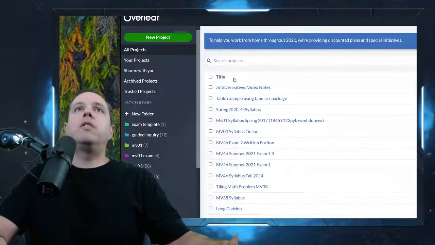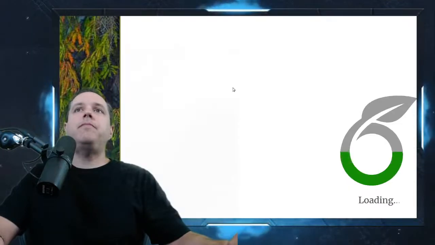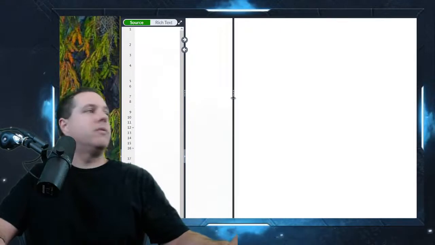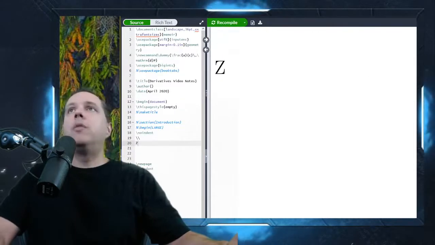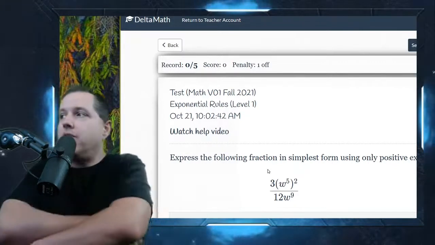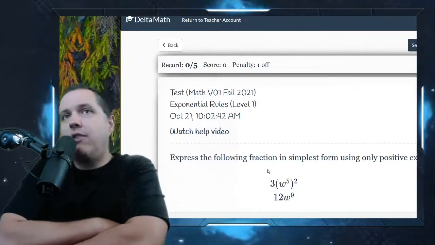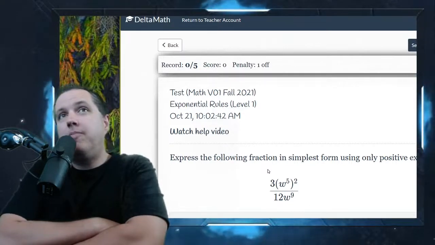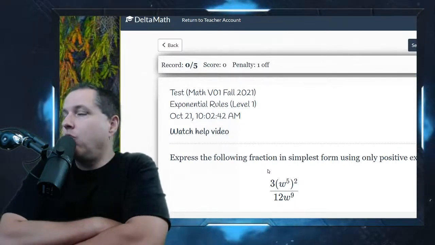So if we go here, let's do this problem right here. There's a bunch of stuff going on. This is way more complicated than the stuff we looked at last time, where there was one type of exponent rule being used at a time.